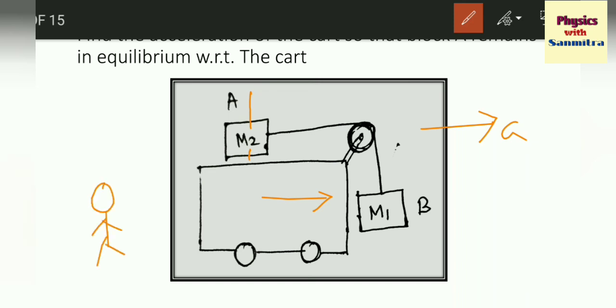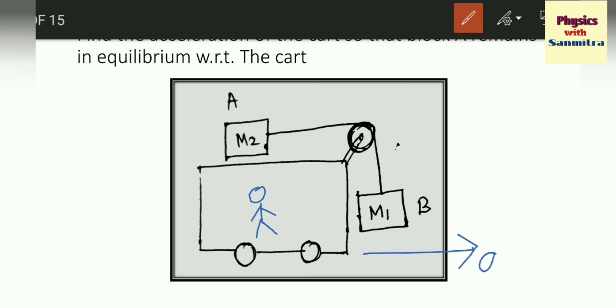Now let's analyze it from the point of view of the observer who is in this accelerated frame. We will give the acceleration this side. So this will experience a pseudo force, that is M2 into A. This M2 into A will help this stay in this position. Now let's draw the free body diagram.